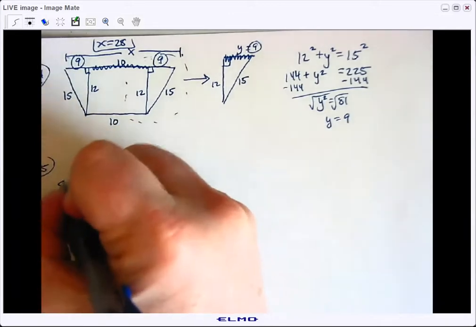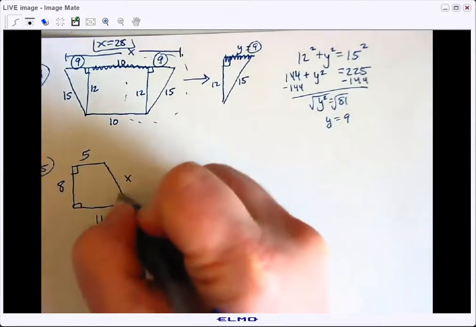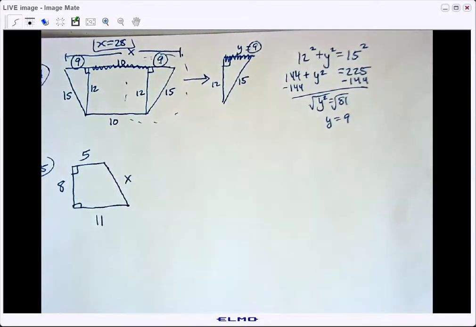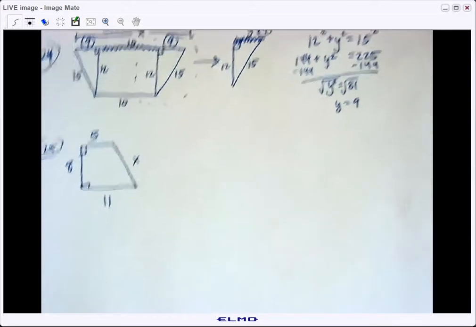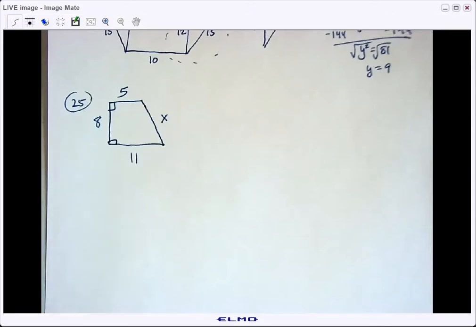So 5, 8, x, and 11. This is a little tricky because I don't see a triangle. All the other problems, I've had a triangle. So my question to you would be, can you find a triangle to separate out of that problem? What do you think? How would I do that?